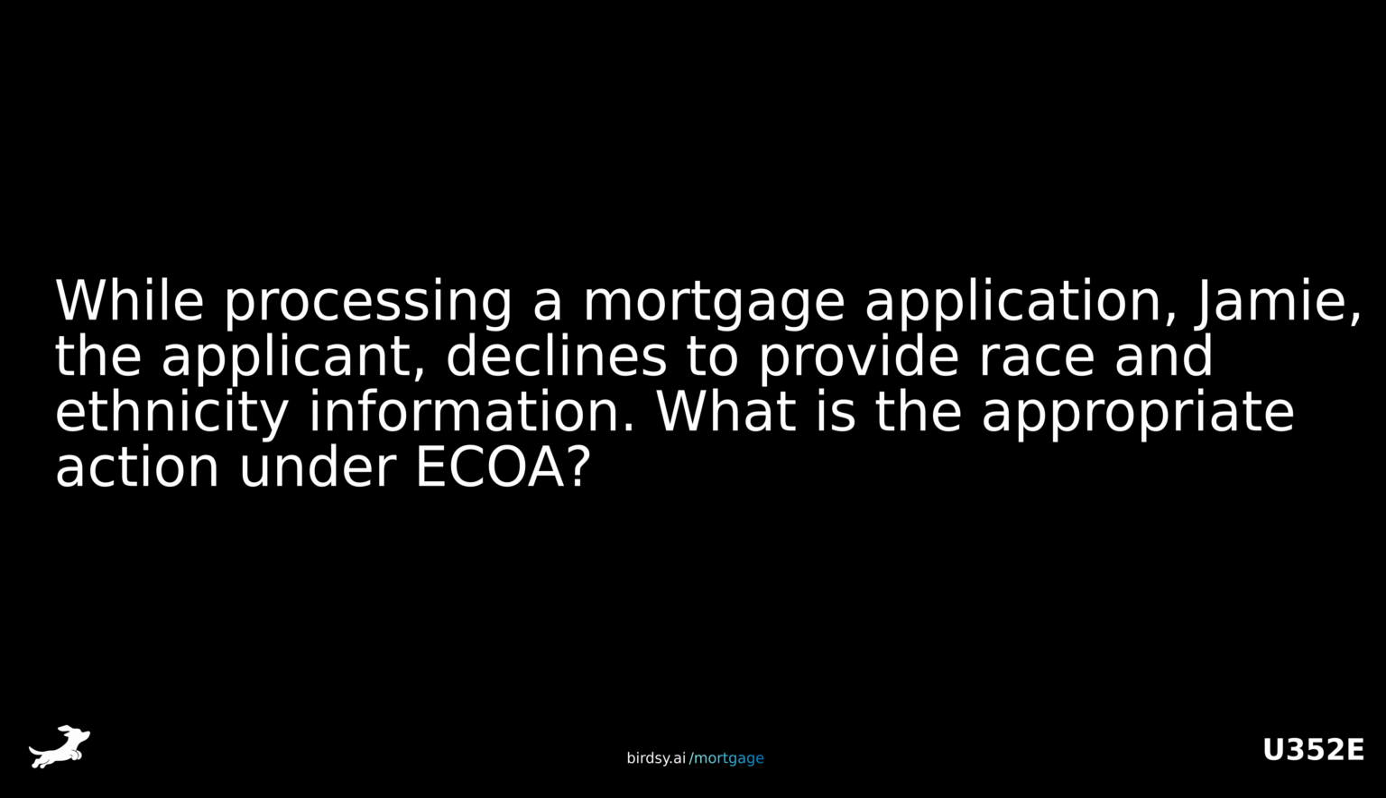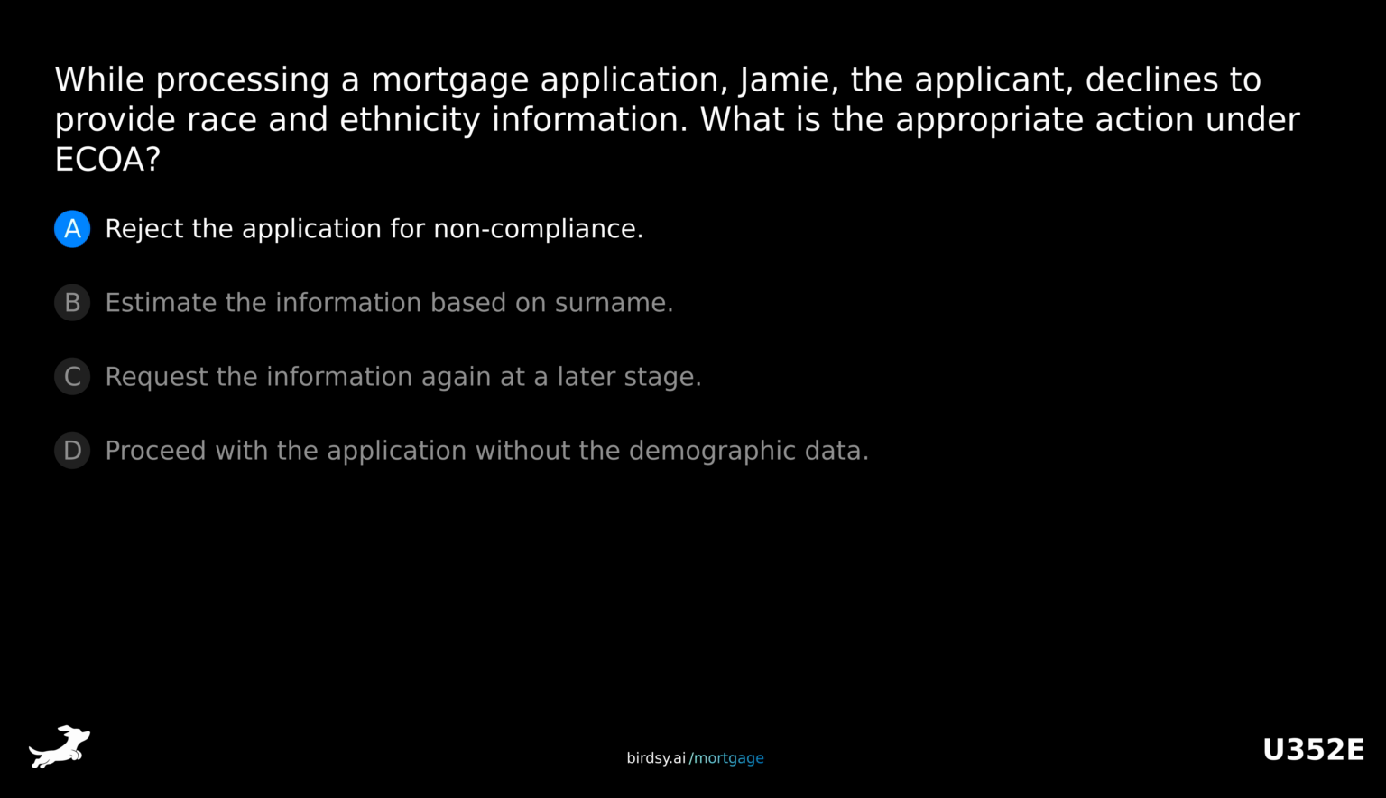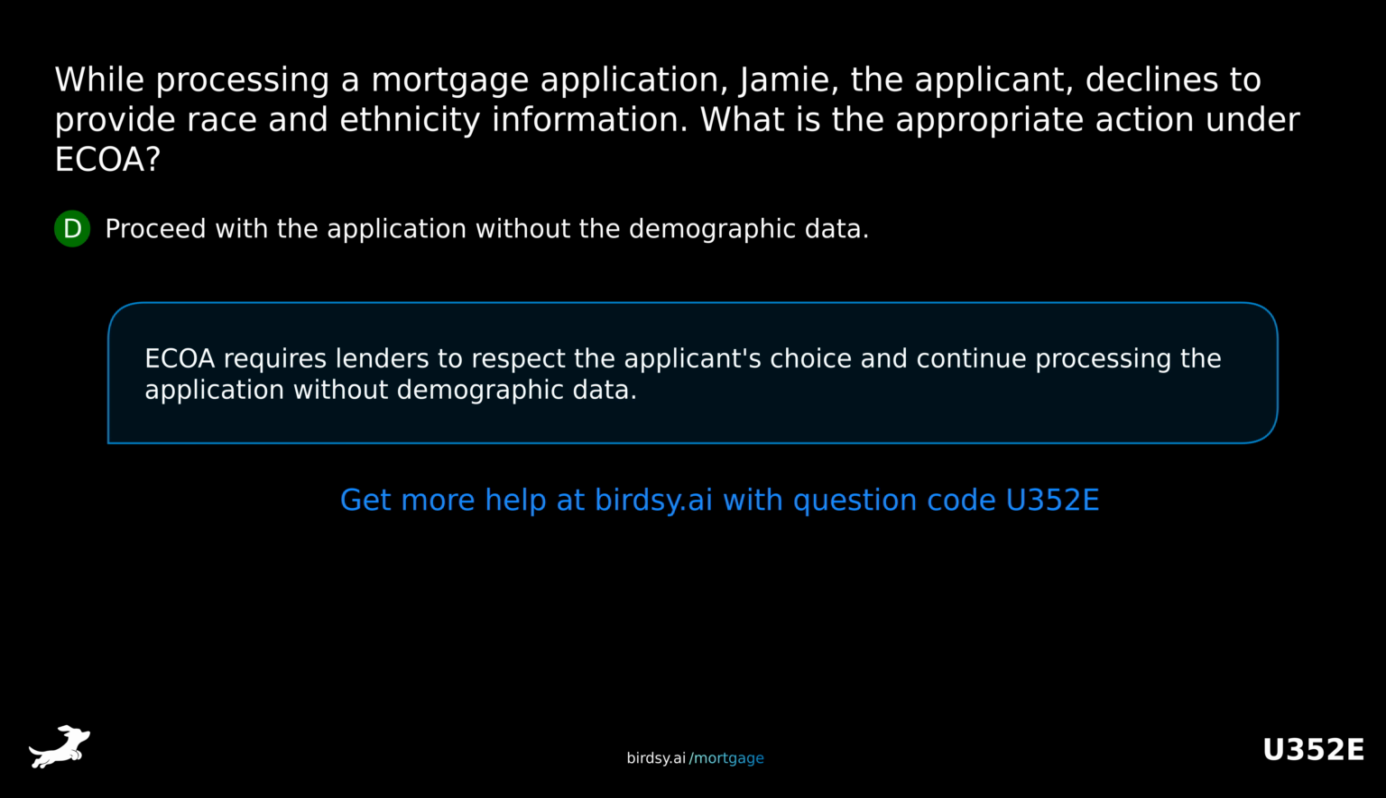While processing a mortgage application, Jamie, the applicant, declines to provide race and ethnicity information. What is the appropriate action under ECOA? Is it A, reject the application for non-compliance? B, estimate the information based on surname? C, request the information again at a later stage? Or D, proceed with the application without the demographic data? The answer is D, proceed with the application without the demographic data. ECOA requires lenders to respect the applicant's choice and continue processing the application without demographic data.